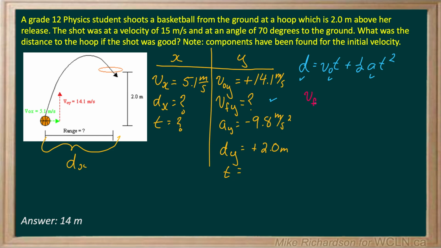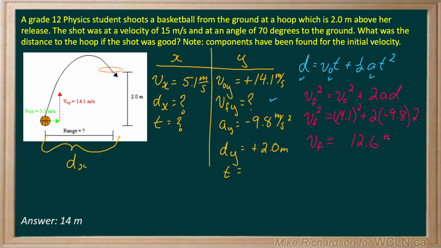So let's do that. If I want to solve for V final in the y, and I don't know time, here's our equation. V final squared is V initial squared plus twice AD. Now let's go for it. V initial was 14.1 plus 2 times negative 9.8 times positive 2, and I'm trying to find V final. Now when I work all that through on the right-hand side and then take a square root, I'm sure you guys can do that by now, I end up getting V final is 12.6.